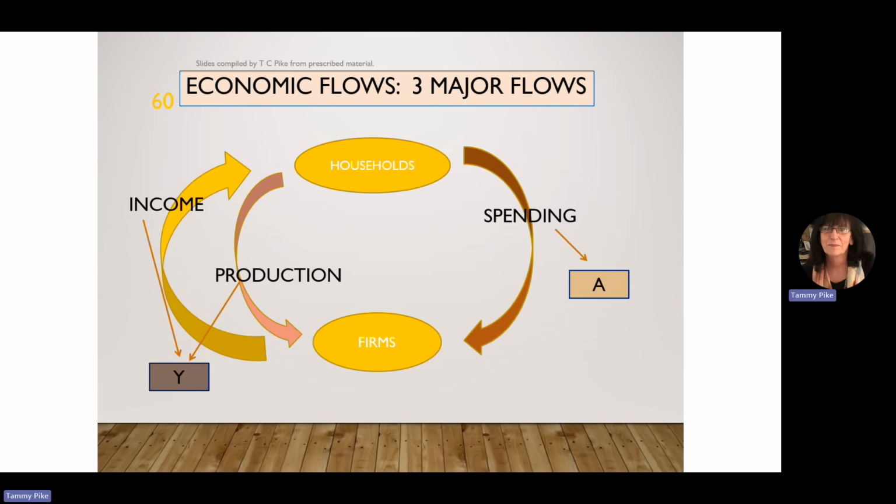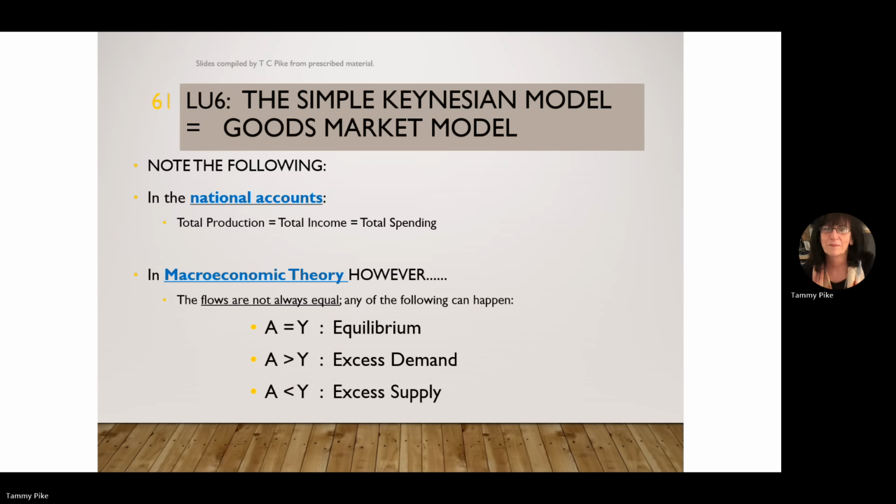Let's go and show it to you now in words. All right, in the national accounts, we say they're always equal. But that is in the national accounts. What that little slide previously was showing you was macroeconomic theory, not national accounts. So in the national accounts, yes, total production is equal to total income is equal to total spending. That is a given. It is done after the fact, and it is a simple accounting exercise. So they are made equal to each other.